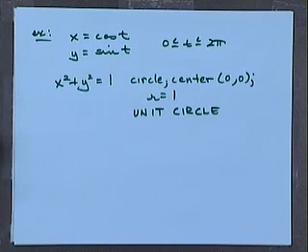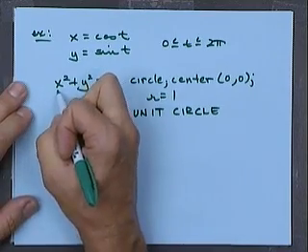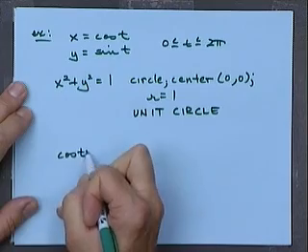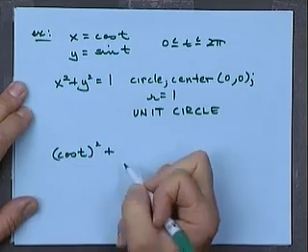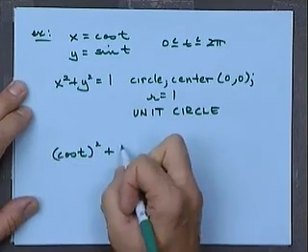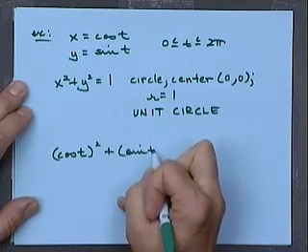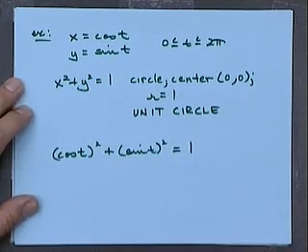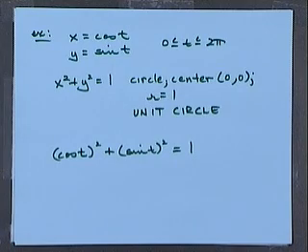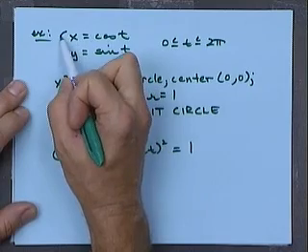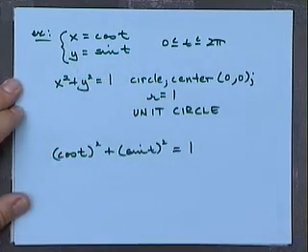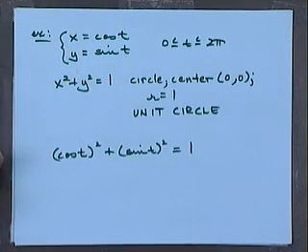Could I make substitutions here for x if I put in cosine of t, and for y, plug in sine of t, and is that a legitimate equation? It is, okay? So these parametric equations, x in terms of t, y in terms of t, appear to be the unit circle, right?